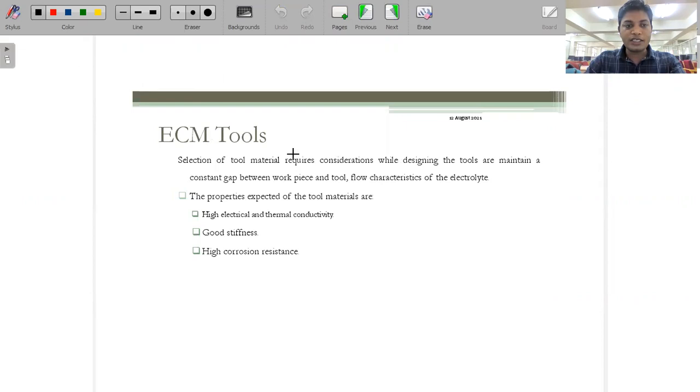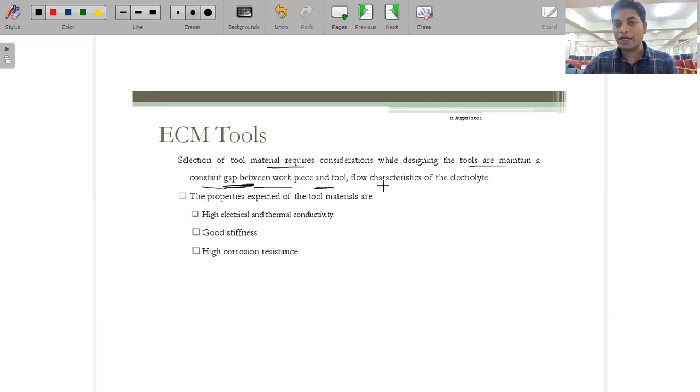Next is about the ECM tool. The tool that we are using is not releasing negative ions, so that also we have to keep in mind. The selection of tool material is required while designing the tool, and we must maintain a constant gap between the workpiece and the tool. After that, the material starts releasing.